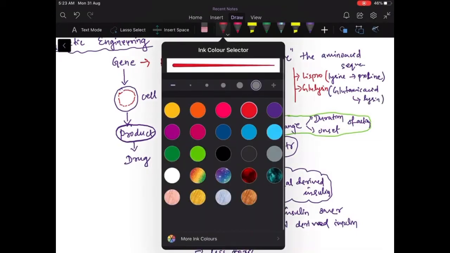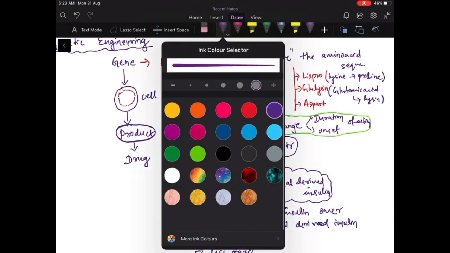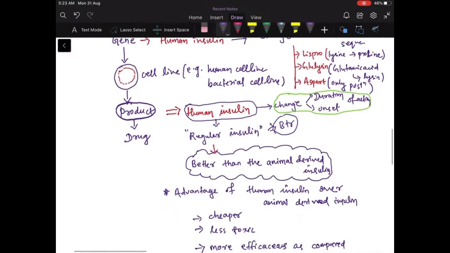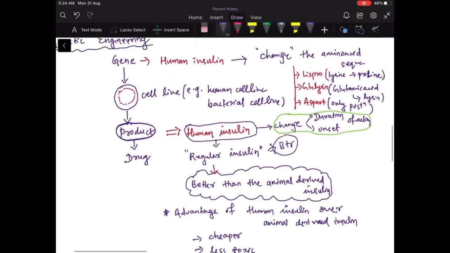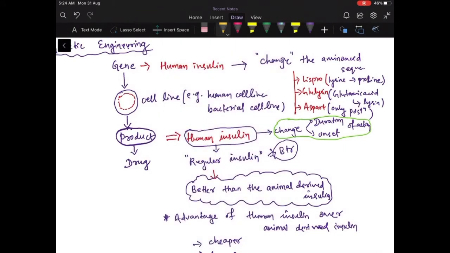And the third one is aspart. In this case, only the position of aspartic acid changes. Do you know what are the differences between this human insulin and these three new derived insulins by genetic engineering?